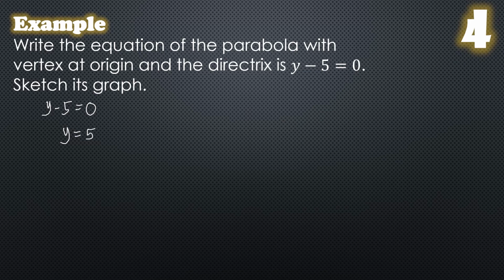Hence, the distance between the vertex and the directrix is 5. Therefore, c is equal to 5. Now, the parabola is of the form x squared is equal to -4cy, because the focus will be 5 units below the vertex. And since c is equal to 5, the equation of the parabola will be x squared equals -20y.